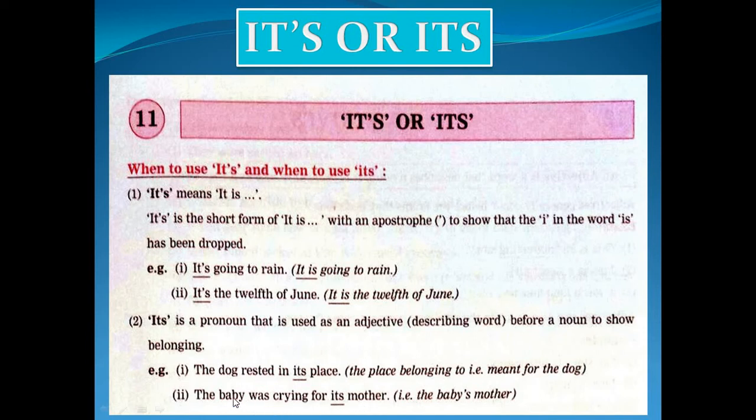If we use the apostrophe s here, then how will it sound? The baby was crying for it is mother. If we use it's with apostrophe, it will be wrong. So here we have to use a simple its itself. I hope you have followed the difference between it's with apostrophe s and its without the apostrophe s.